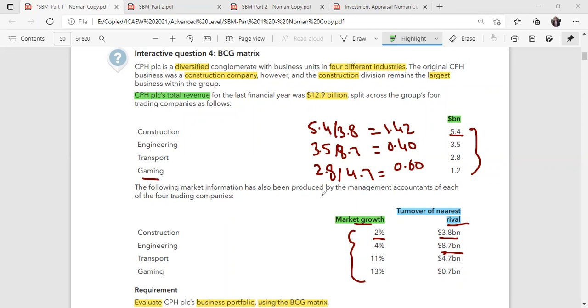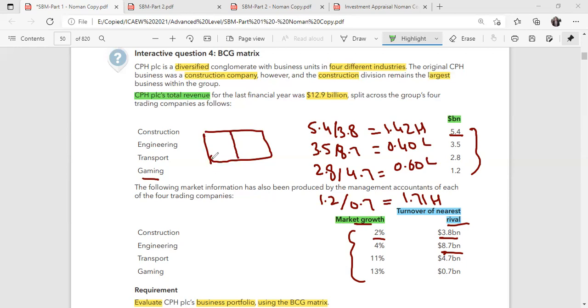Our revenue is 1.2 divided by 0.7. It is going to be 1.71. That is a high. Obviously, that is going to be high. That is a low. That is a low. That is a high as well. So you can draw a diagram just like we discussed earlier, and then you can classify.